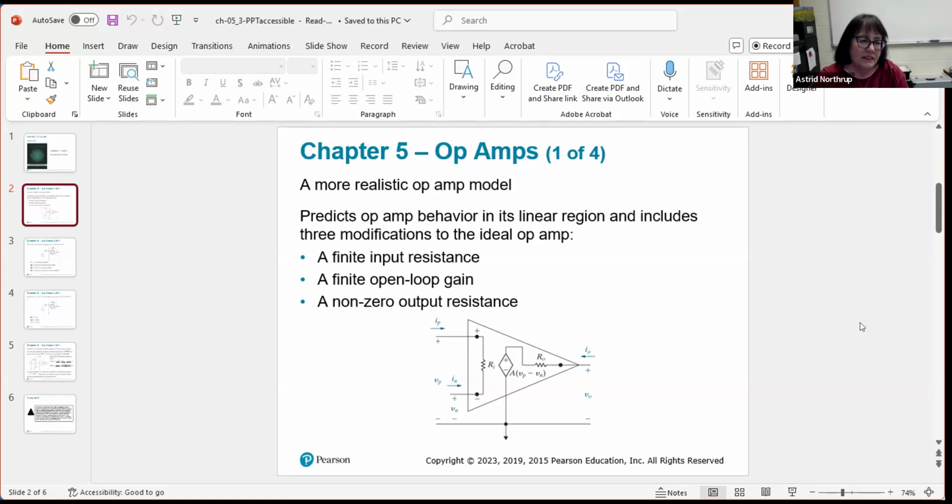So what we're doing in this last section is going back to our old methods of analysis, using KCL, KVL, and Ohm's law, and then comparing the results from the realistic analysis to the results from the ideal analysis.